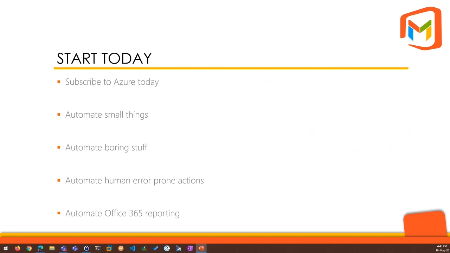As well, you can use PowerShell to do some Office 365 reporting. For instance, the number of Microsoft Teams in your organization, or the number of mailbox redirections that you have, or SharePoint sites, etc. And you can execute all this reporting in Azure Automation.